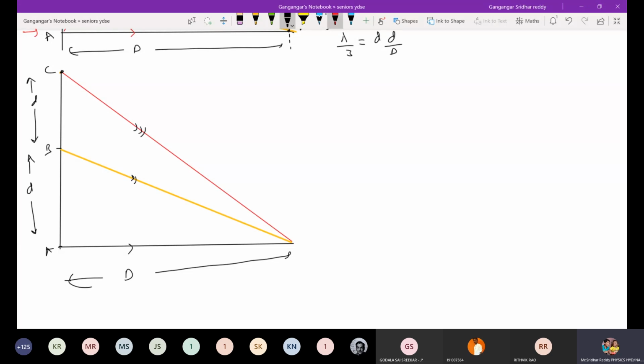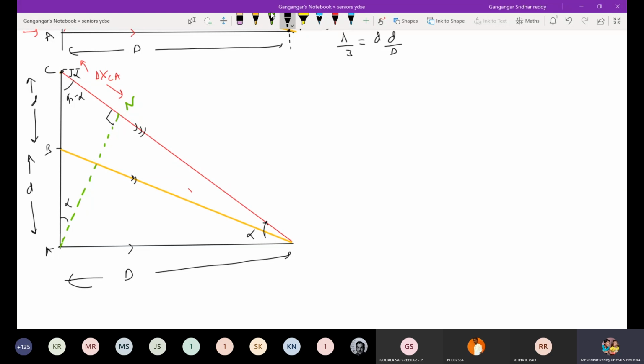So compared to A, what will happen? The C will cover this much of additional path, call that N. So this will be the path difference. Delta X CA, you write it. Earlier we wrote delta XBA, no? This will be XCA. So this angle, you call this alpha. This angle will be alpha. 90 minus alpha. And this will be alpha.